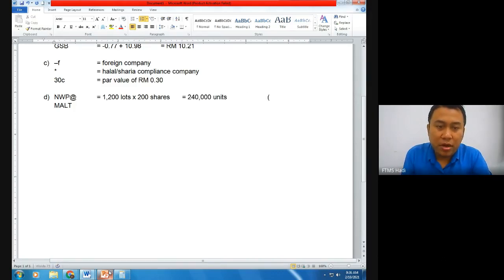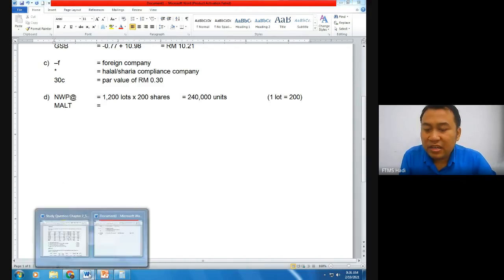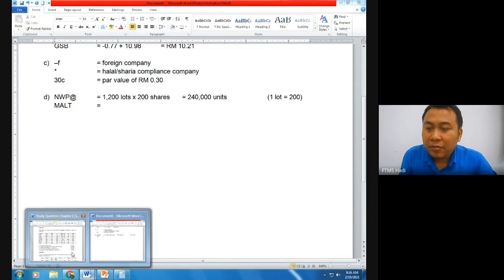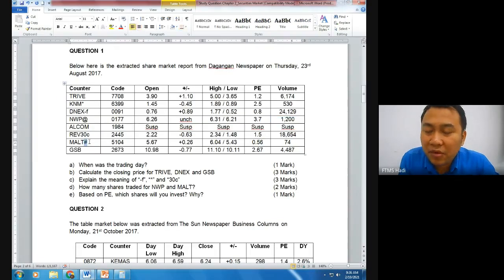Okay. Maybe you can remark there, one lot is equal to 200. For MALT, it doesn't have any sign. Yeah, so MALT, but this one is a hashtag. Hashtag means that par value is 50 cents. So there is nothing related to it.